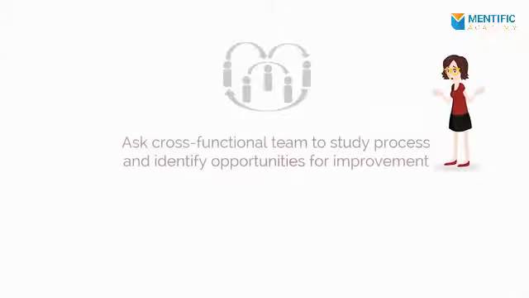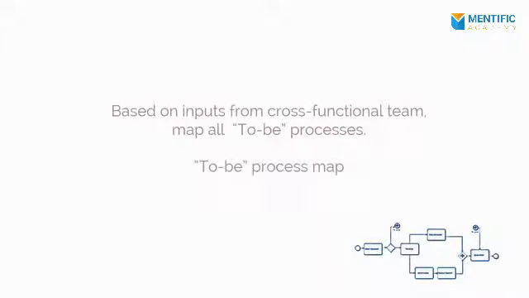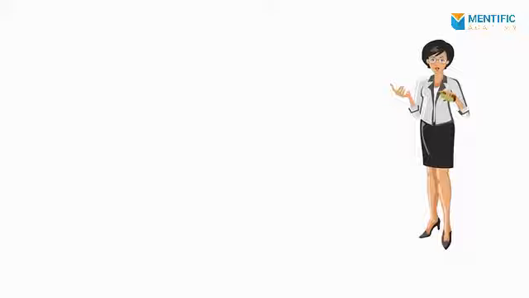Then, ask the cross-functional team to study the process and identify opportunities for improvement. And finally, based on the inputs from the cross-functional team, map all the to-be processes. This is the to-be process map. Next, we will discuss the cross-functional process map.